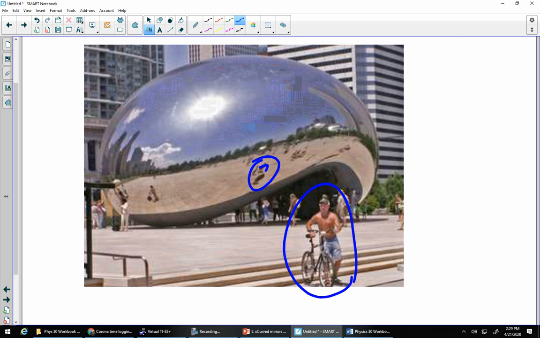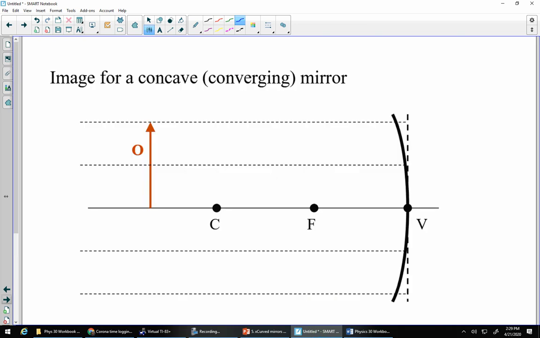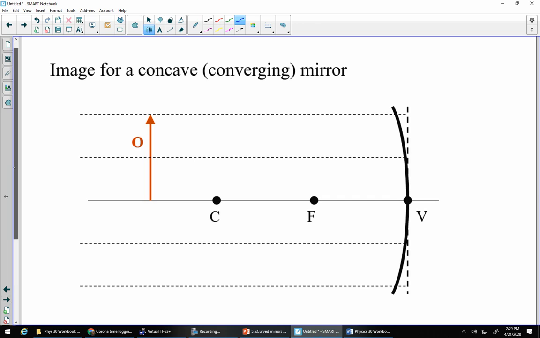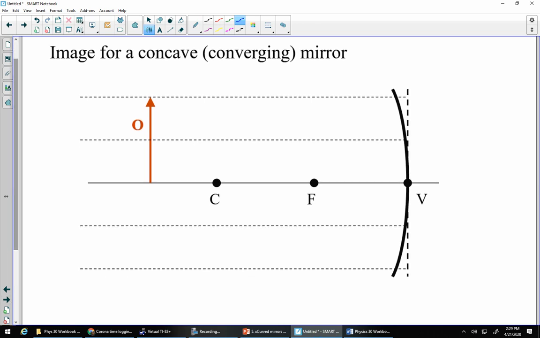If we wanted to figure out what that person looks like, I don't necessarily want to use the entire person, all his shorts, all his bike, everything like that. I just want to use part of the object. So what we're going to do is use just arrows to try and figure this out.